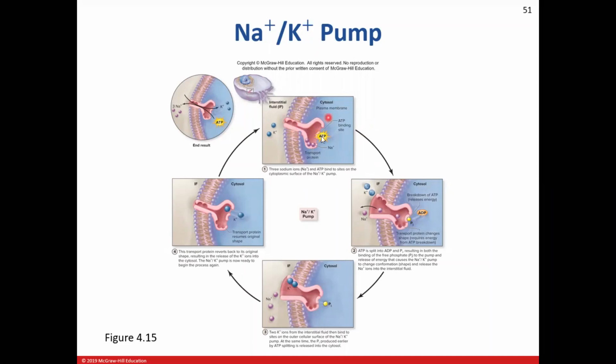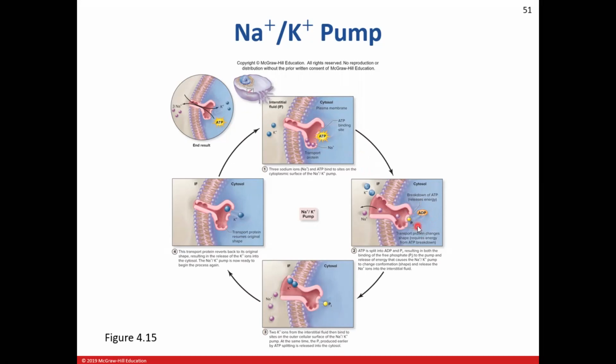So here we require energy, so we require ATP. It's going to bind to the channel. It basically is broken down. So if we think about what is actually happening, this is a decomposition reaction. So we're breaking down ATP, and it becomes ADP and an inorganic phosphate.